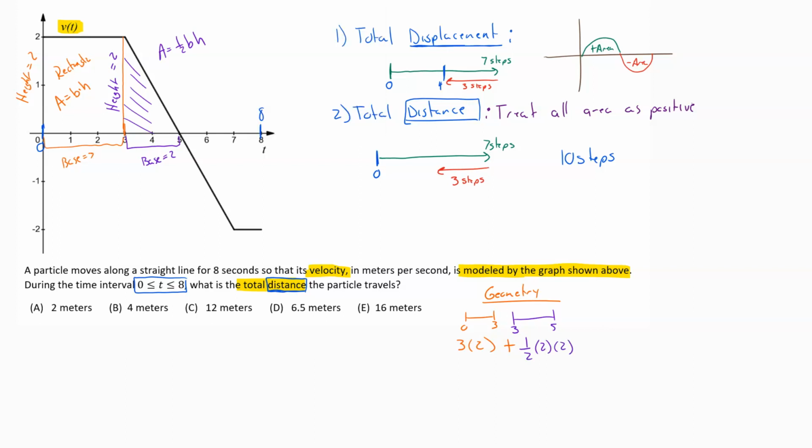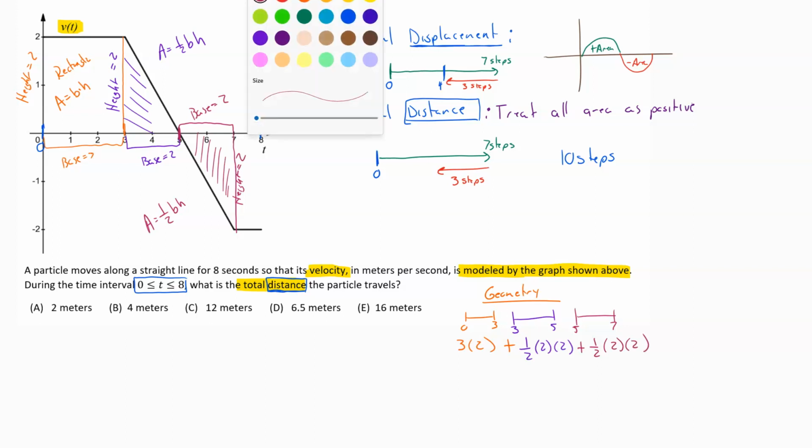Then we're going to add to that, we start here at 5, and then if I draw down from there, I can see that I've got another triangle happening here. And I'm going to be doing area 1/2 base times height again. And because we're talking distance, I don't care that this is below the x-axis. I don't care that that's negative area. So I'm just going to treat everything as a positive. So my base in this situation is 2, and then my height here, while it's negative, is also 2. So then from 5 to 7, I'm going to add on to this another 1/2 base of 2, height of 2.